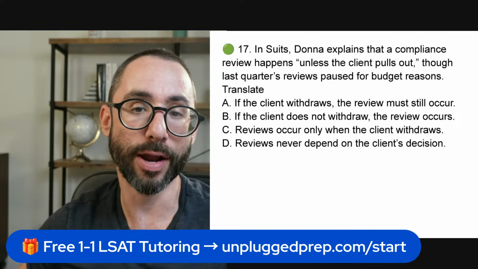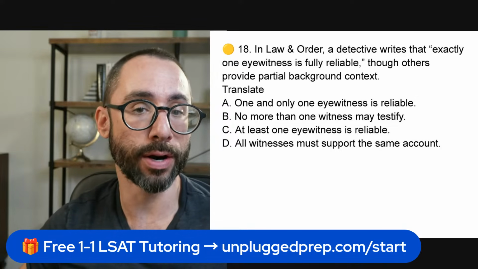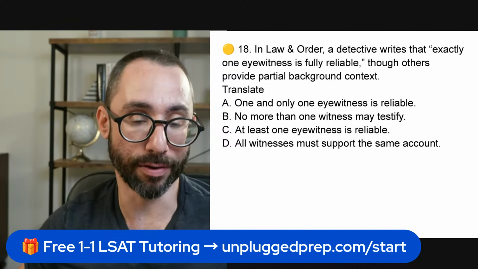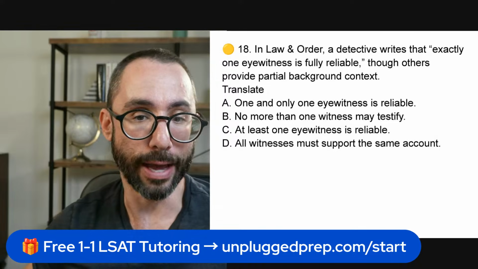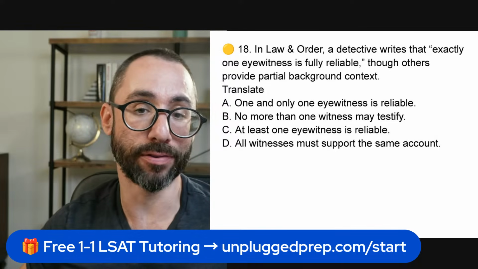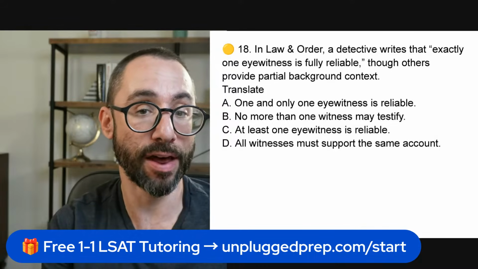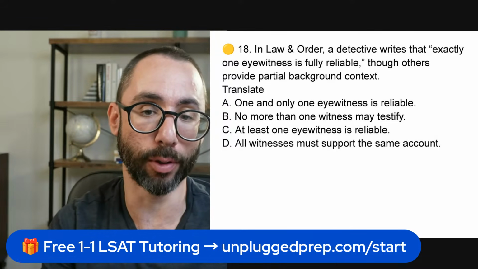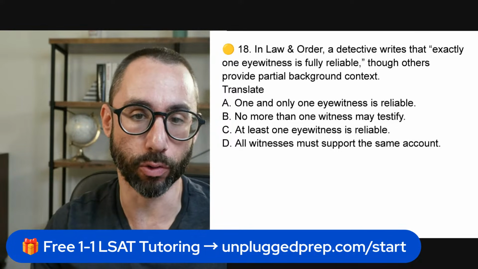Nice. Number 18, in Law and Order, a detective writes that exactly one eyewitness is fully reliable, though others provide partial background context. Let's translate this statement. A, one and only one eyewitness is reliable. B, no more than one witness may testify. C, at least one eyewitness is reliable. Or D, all witnesses must support the same account.